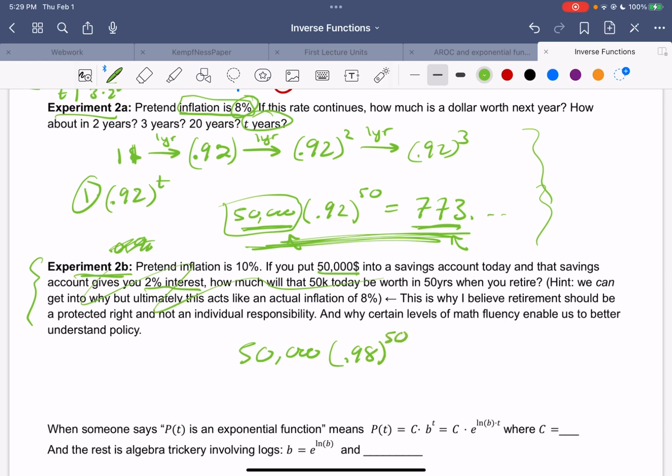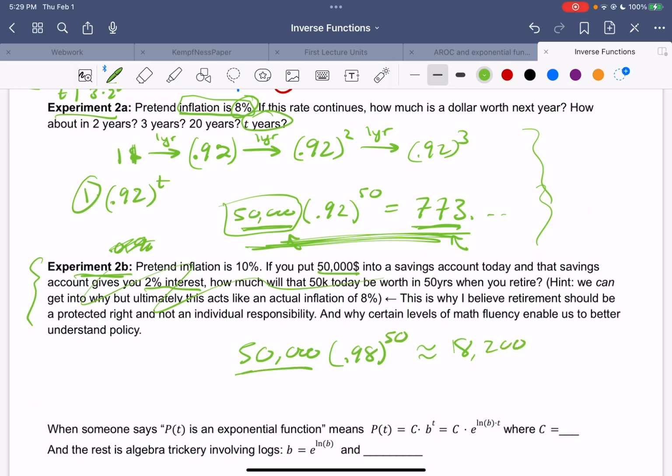So let me just get my computer really quick and let's just run this. I'm going to go 50,000 times 0.98 to the 50, and it's about $18,000. Okay. Oops. Wrong thing. There we go. It's 18,208. Okay. I'm just going to say it's about $18,200.